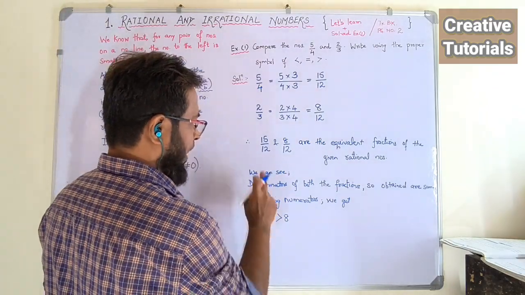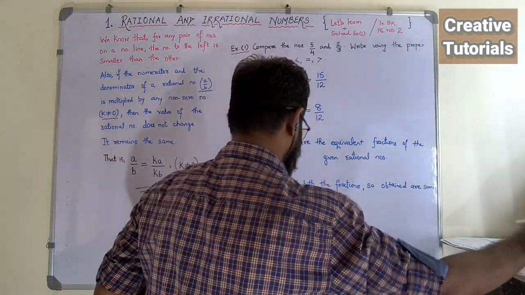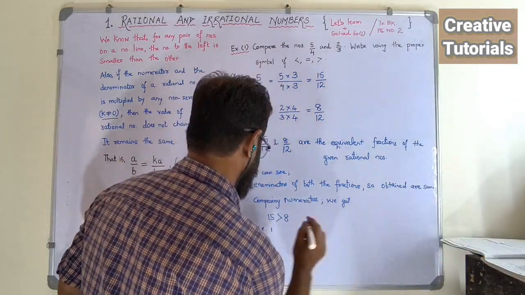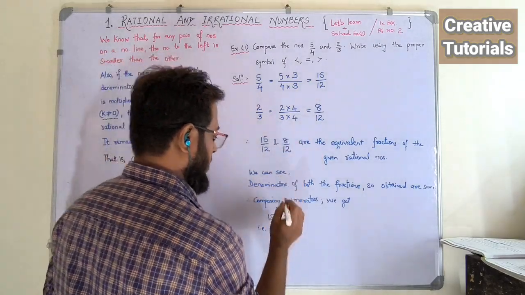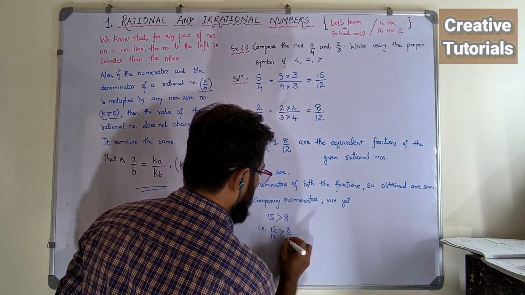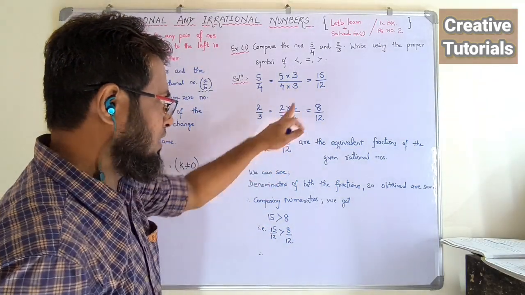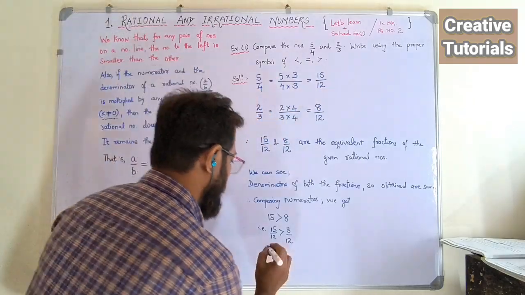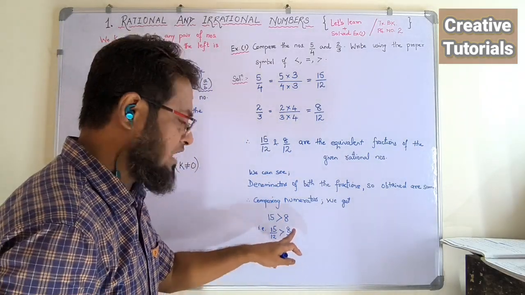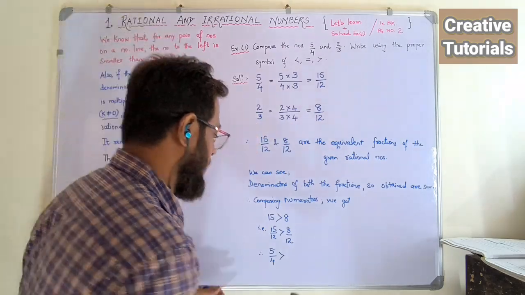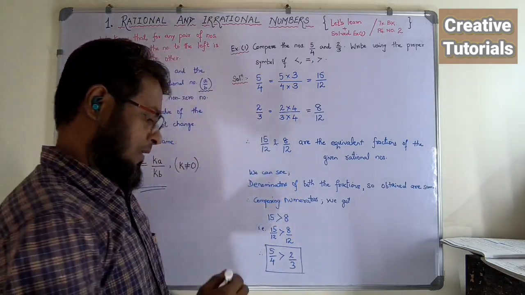Now this 15 I got from this, that is 15 upon 12, and this 8 I got from here. 15 upon 12 is greater than 8 upon 12. Therefore, 15 upon 12 is equivalent to which one? This fraction. Therefore, 5 upon 4 is greater than 2 upon 3, since 8 upon 12 is the equivalent fraction of 2 upon 3. So I will write 2 upon 3 on this side, and here my solution is done.